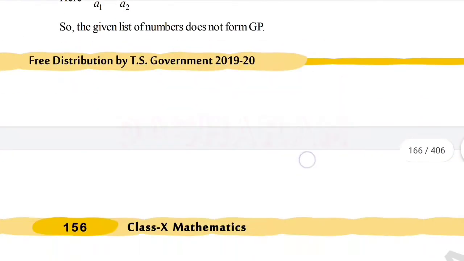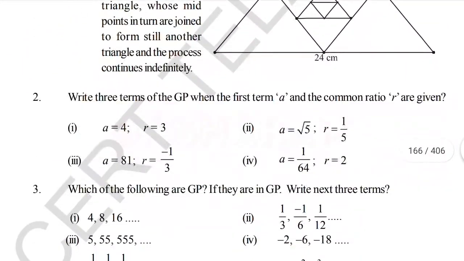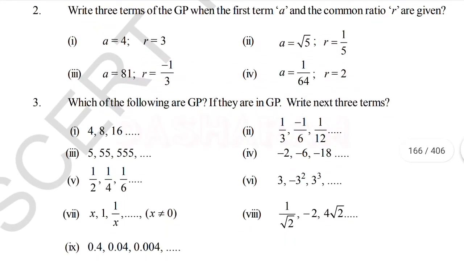After this example problem, coming to exercise 6.4, here the first bit is all word problems. Second bit, third bit: which of the following are GP? If they are in GP, write the next 3 terms. I am explaining the same type of questions in this class. Understand? Here in the third bit, observe carefully. I will explain the difficult questions. The first one is very simple. The second one is fractional, which I just explained. Okay, third one. Let's do the third one.